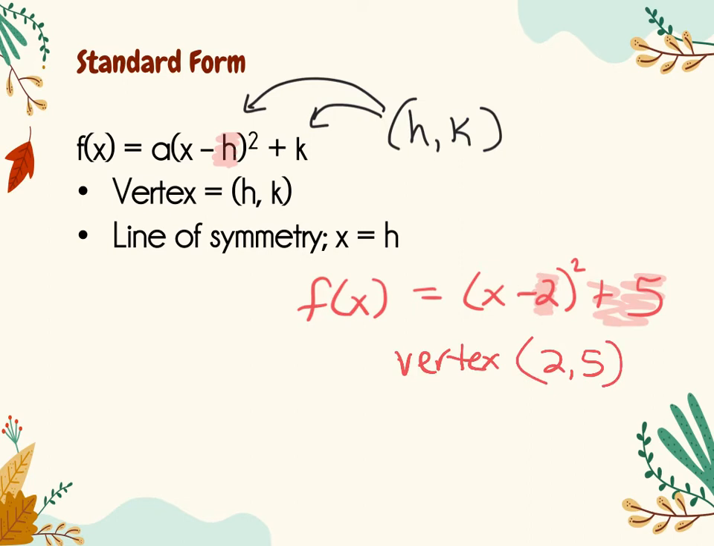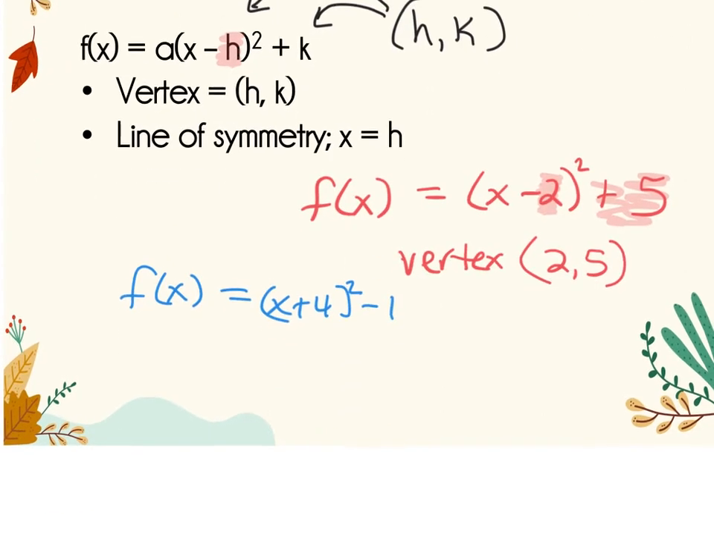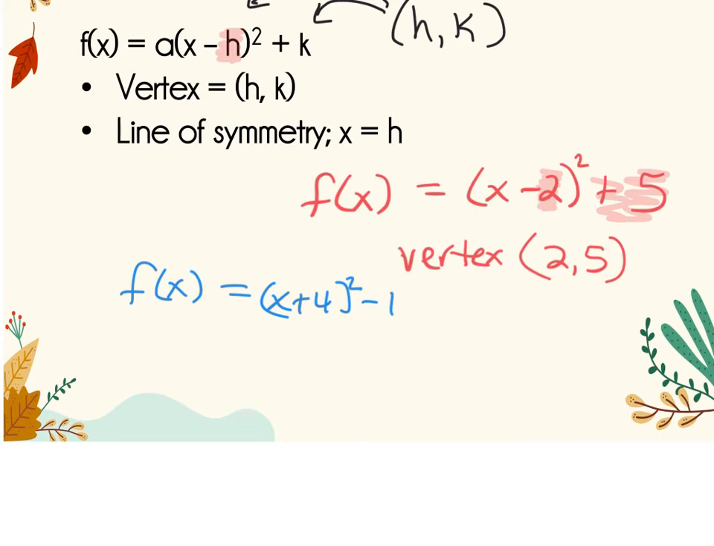However, if your function had f of x equals (x plus 4) squared minus 1, then your vertex, what went in here, was negative 4 and negative 1. So this is backwards of the sign that's there. The k is always the sign that you see. We're going to be translating quadratic form into this standard form by completing the square.